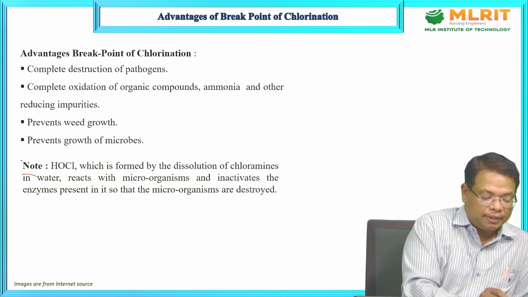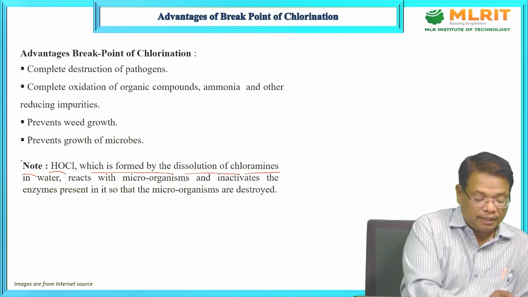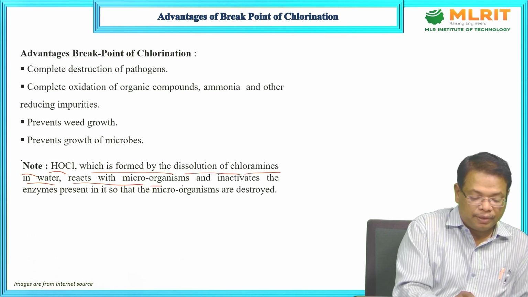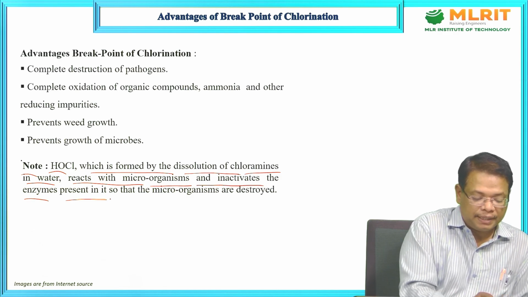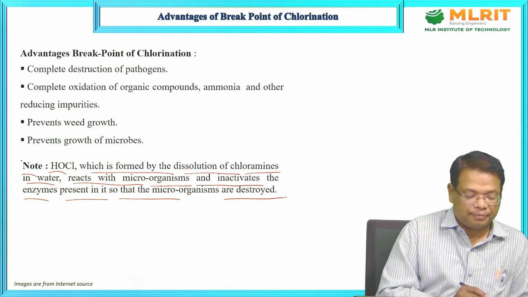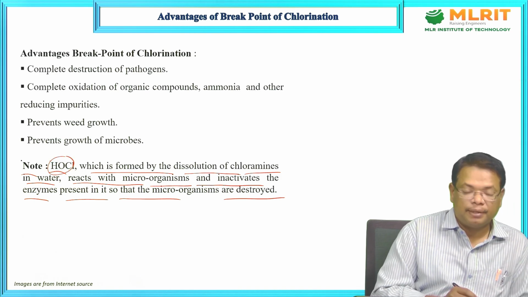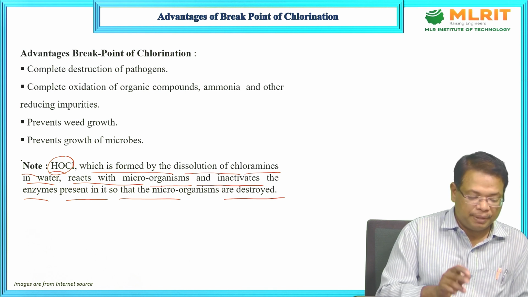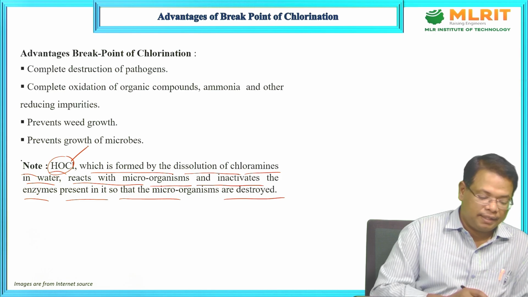Here is a note: HOCl, which is formed by the dissolution of the chloramines in water, reacts with microorganisms and inactivates the enzymes present in them, so that the microorganisms are destroyed. So this is the key point which can kill the bacteria. This is the hypochlorous acid.